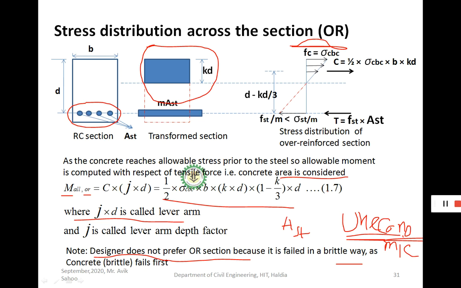This time you have to change the area of steel, dimension, or material. So you have a lot of options. You design the member in such a way that the section should not be over-reinforced in limit state method. But in working stress method, three sections are used. So this is one drawback.